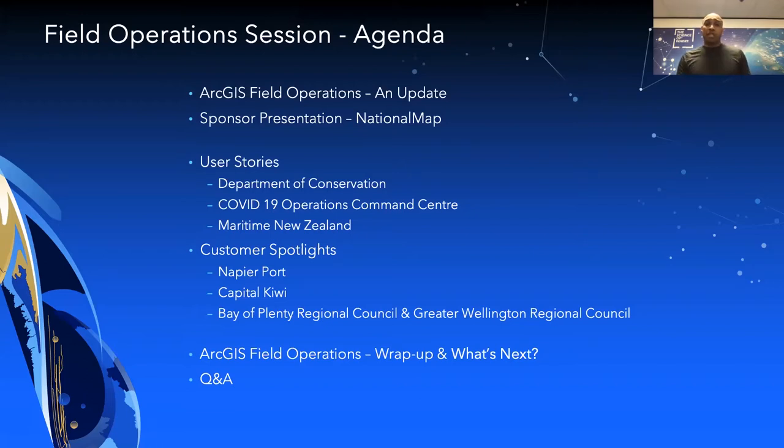We'll then hand over to the team at National Map to give us a bit of an update. Who is National Map? What do they have to offer? And how are ESRI users making use of National Map today? And then the focus turns to our users, you. We have a great lineup of user stories interwoven with customer spotlights, quick, sharp updates from our customers. We'll then finish with a bit of a wrap up and talk a little bit about what's next. And we'll look to answer some questions, hopefully if we have some time to finish.